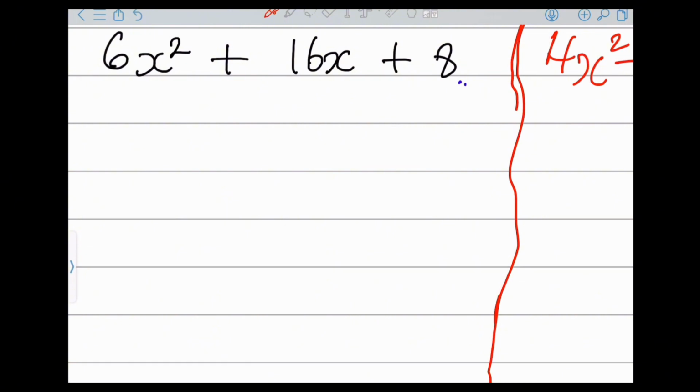Now, let's check if there's a GCF. What does GCF stand for? Good, that's a very good question. Can someone remind me what is GCF? Greatest common factor.